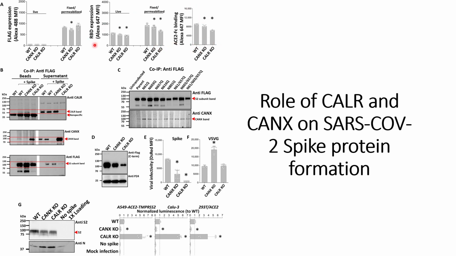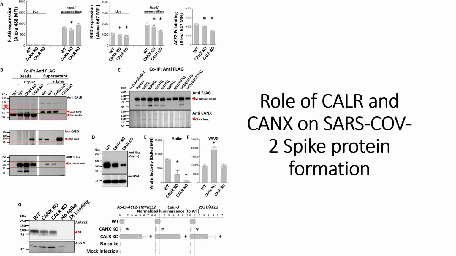So from this figure they can see that there is some role of calnexin and calreticulin in the formation of this spike protein. Later on, they did a co-immunoprecipitation study, in which they separate out this spike protein, and then check whether this spike protein binds with calnexin or calreticulin or not.